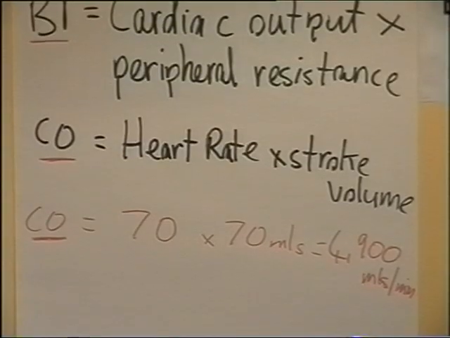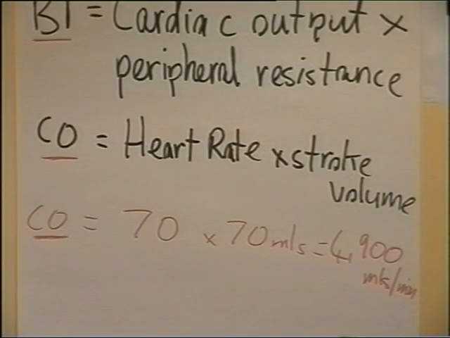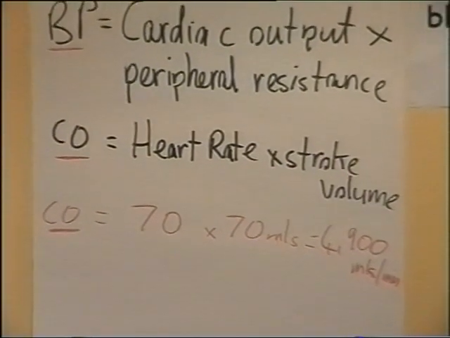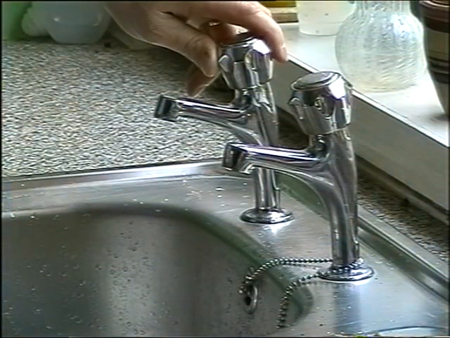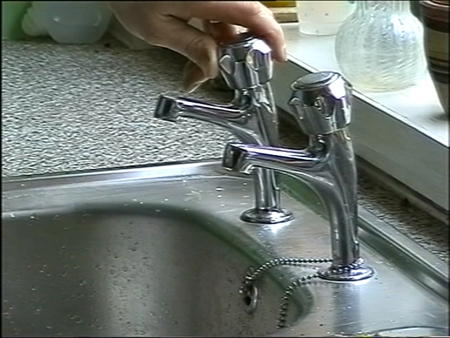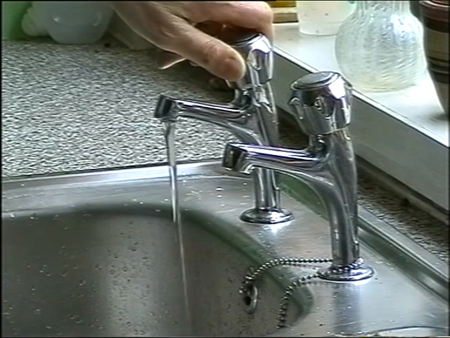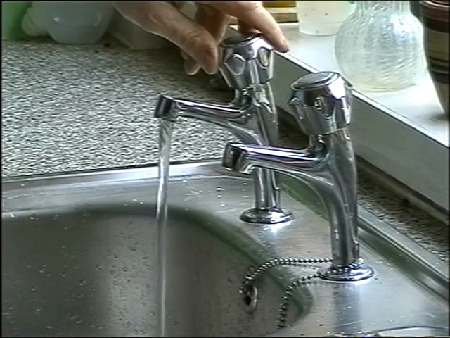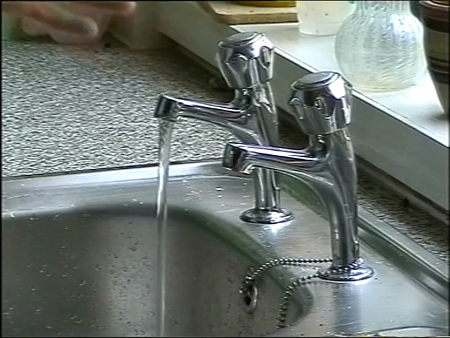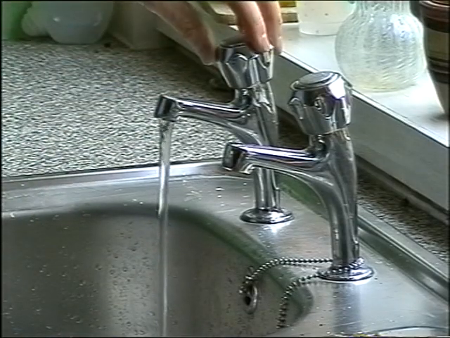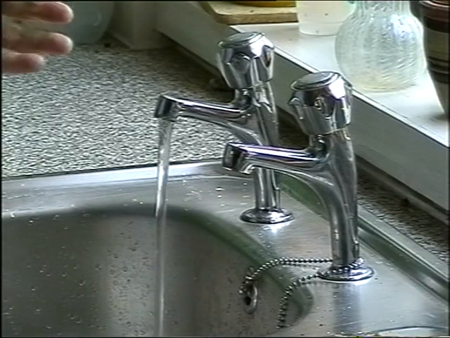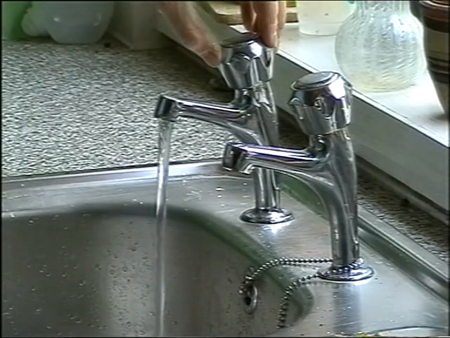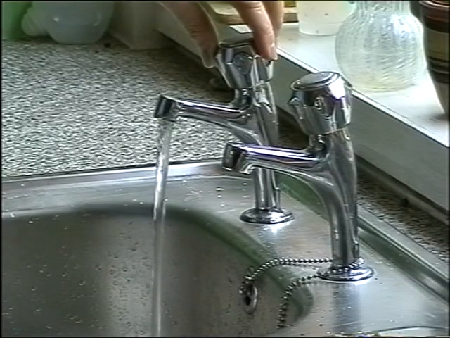Now, just before we go on, let's have a short illustration. We can illustrate the effects of cardiac output and peripheral resistance just with an ordinary tap. It's an analogy. So there's the tap working now. If I increase the flow rate of water by turning up the tap, that is, if I increase the cardiac output, the amount of blood that's being pumped out by the heart, then that's the same as increasing the flow rate.